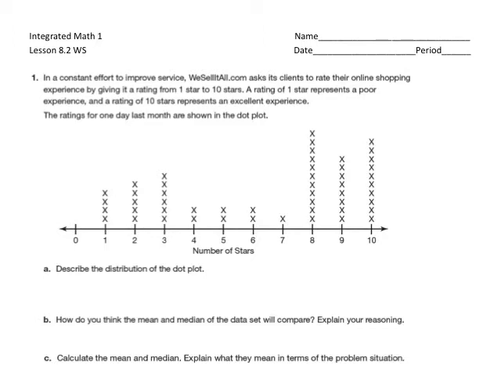In a constant effort to improve service, We Sell It All asks its clients to rate their online shopping experience by giving it a rating of 1 to 10. Alright, so they're getting some ratings from their customers. A rating of 1 is poor, and a rating of 10 is excellent. So your job is to try to figure out how to make sense of this data. Somebody must have made a dot plot of the data, and you're going to analyze it.